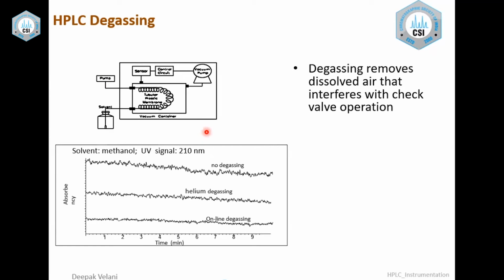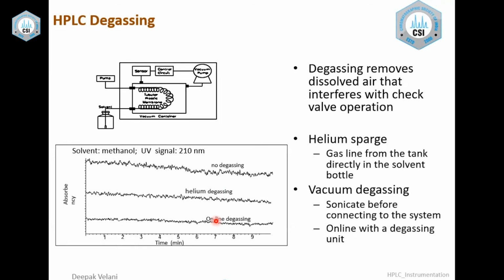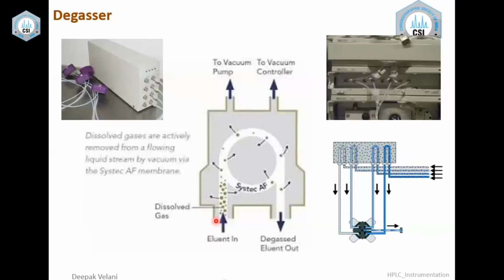This is very important because when there is gas in the solvent, it will create noise. You can see the chromatogram below. This is no degassing, this is helium degassing, and this is online degassing. So you can see the impact, and that shows how important the online degasser is. Okay, I have explained this. Basically, these pictures show how the degasser works. This is the place where you find the degasser, or you can have a standalone degasser also. Those degassers feed into the pump.